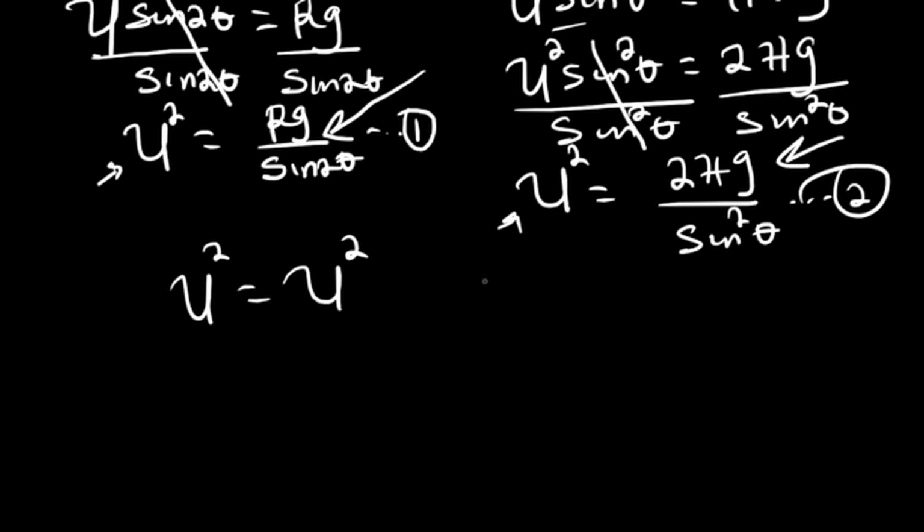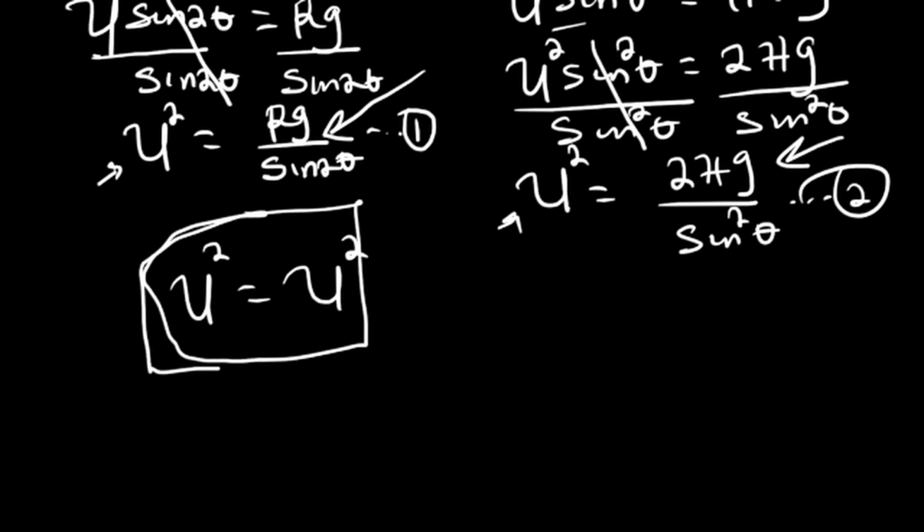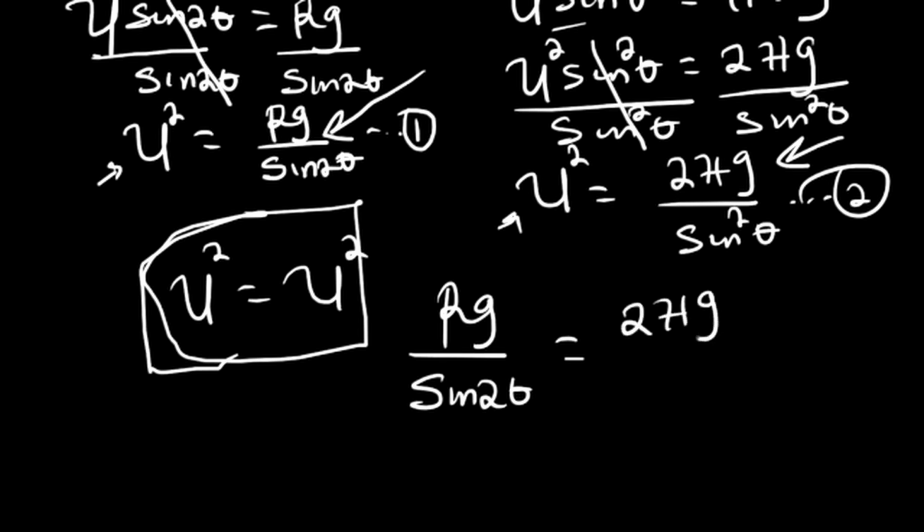Now, since they are the same, we can now go ahead and equate the two of them together. And when we equate them, what shall we obtain? We now have that, please, you need to be very conversant with this. Once we do this mathematical manipulation, you can equate them together because they're now equal. So we say rg all over sine 2 theta is equal to 2hg over sine squared theta.